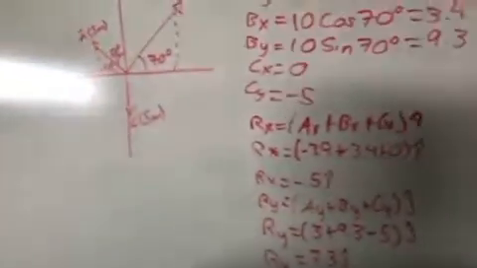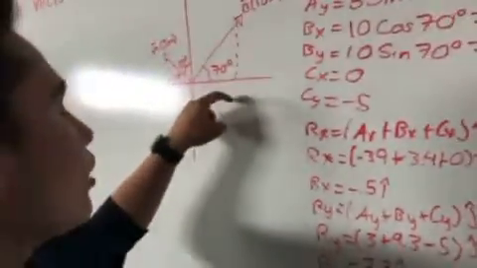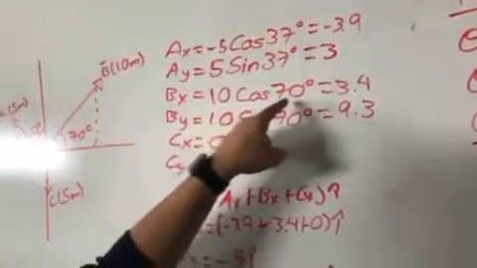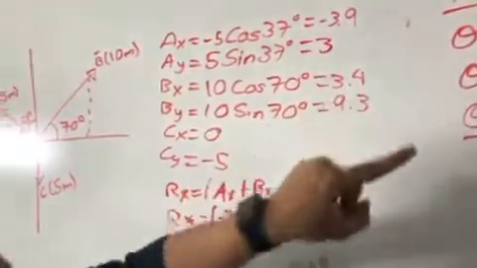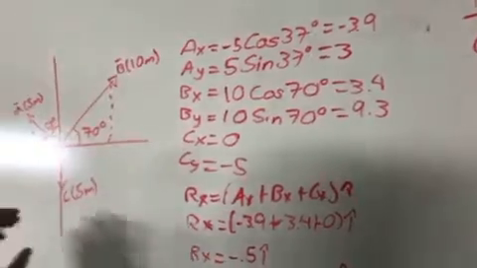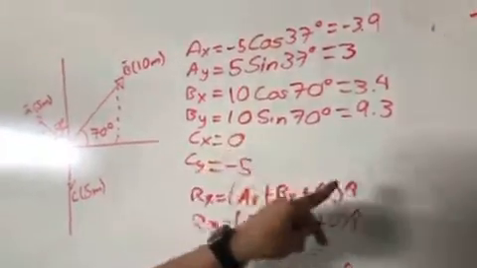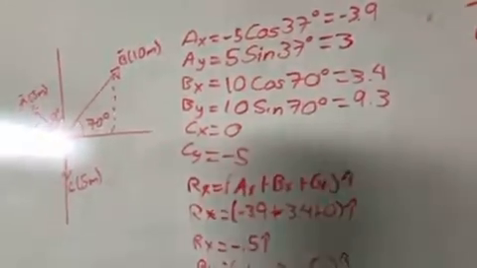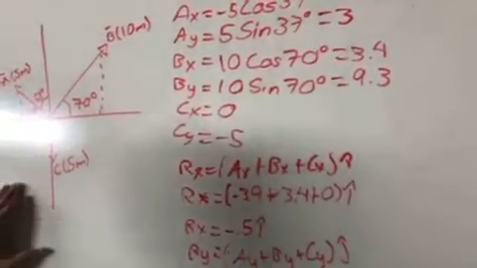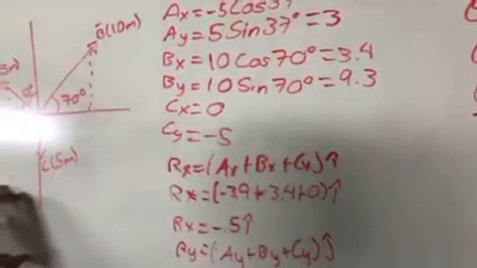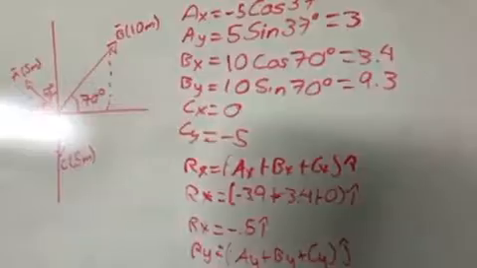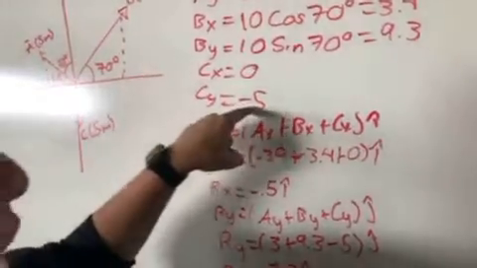The next one, that is B, is the same as the other one. That is going to be an angle of 70, that is 10 cosine of 70, which is equal to 3.4. By is the same, but with sine, that is 9.3. For C, you don't have Cx, so it's going to be 0, and you have Cy, that is negative because it's going downwards, so it's minus 5.